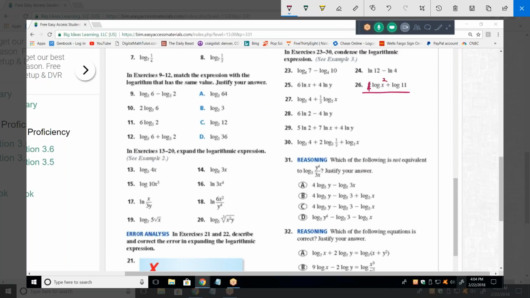Okay, so now that's the problem. Now how do you condense it into a single log expression? So log of 11x squared. Yeah. That's why you get rid of the leading coefficients and make them exponents right away, because then all you have to do is multiply that by that. Right. All right. 28.